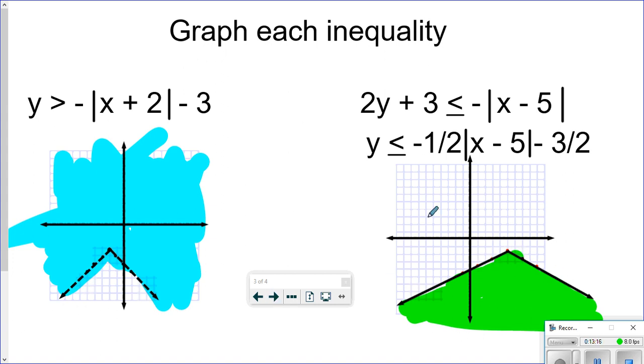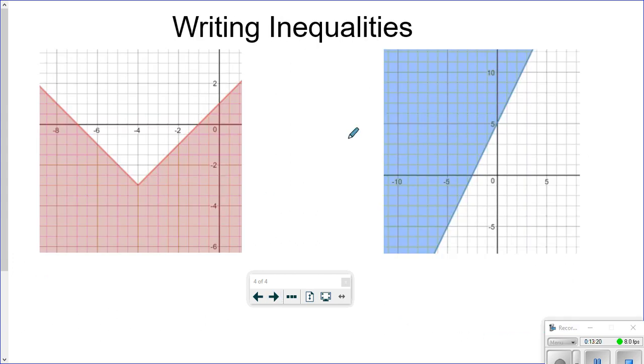So let's move on here to now writing inequalities, not just graphing them. So as you can tell, we have an absolute value inequality, and we know that because it creates a V, and we have a linear inequality. So let's go ahead and write those.